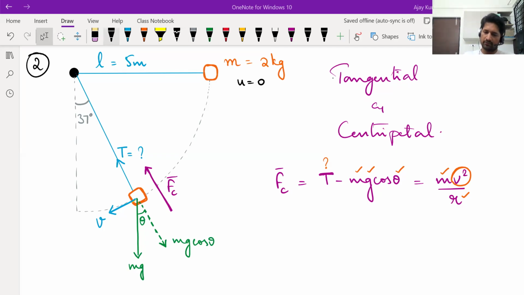The block is released from position A at rest. When it comes to position B, at which the string makes an angle of 37 degrees with the vertical, find out the tension in the string. That's the question.